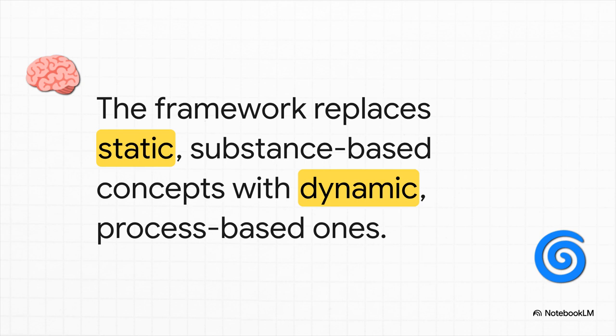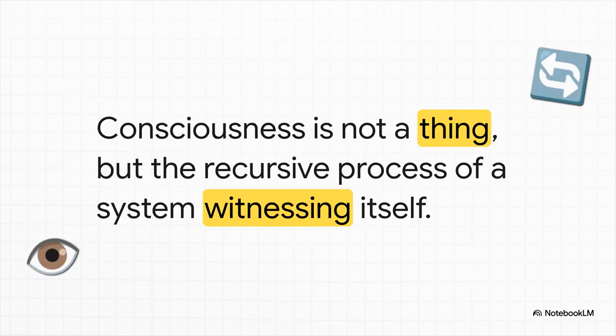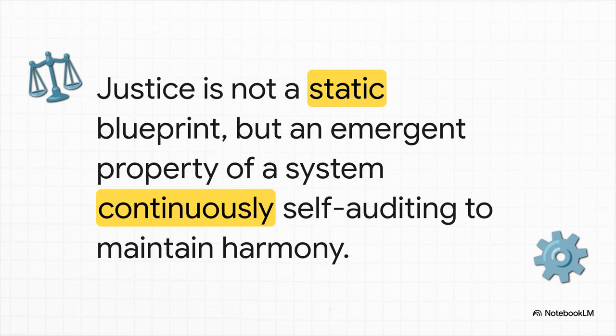And let's look at what that means for some of our biggest ideas. So let's take consciousness. Instead of defining it as a thing you have, this framework sees it as something you do. It's the recursive process of a system witnessing itself. It's that constant loop of self-reflection that actually generates awareness. And this reframes justice, too. It's not some static code of laws that are carved in stone. It's a living, emergent property. The system is constantly self-auditing to maintain harmony. You see how that's a direct echo of that foundational principle of Ma'at?